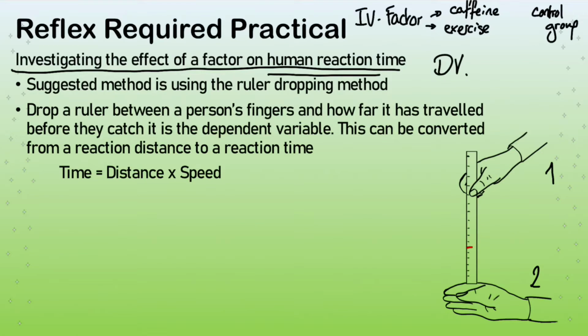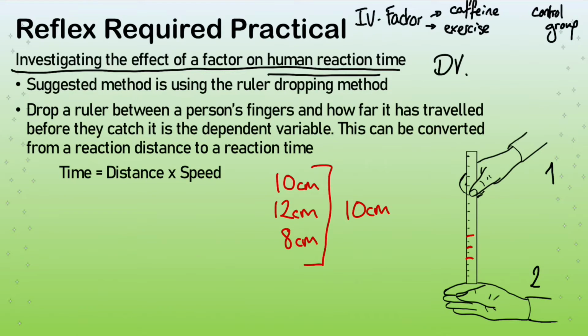So they might grab it at this point, 10 centimeters perhaps, and so they've got a measured distance, sorry, of 10 centimeters. They might do it again and get 12 centimeters. They might do it again and get 8 centimeters. These are pretty good reaction times. But they've done it 3 times. You take an average, and you get an average of 10 centimeters.